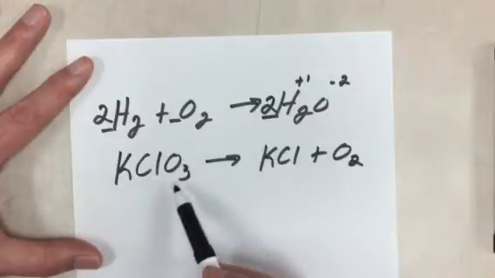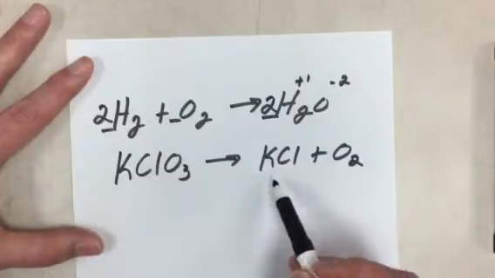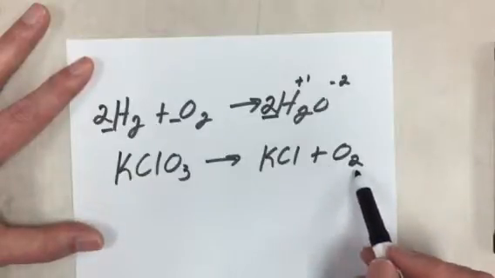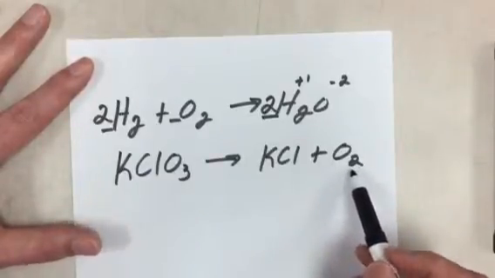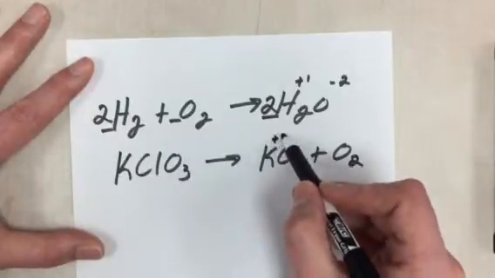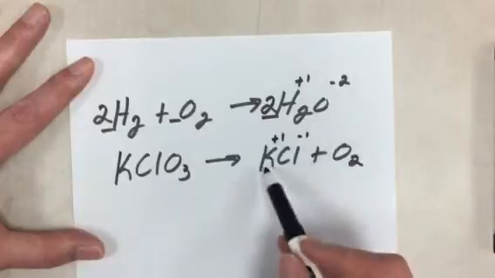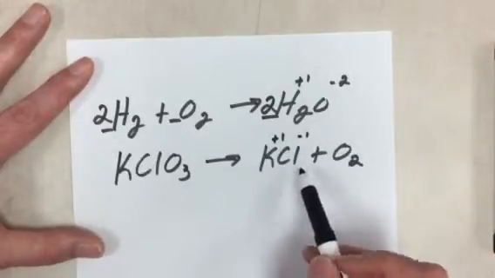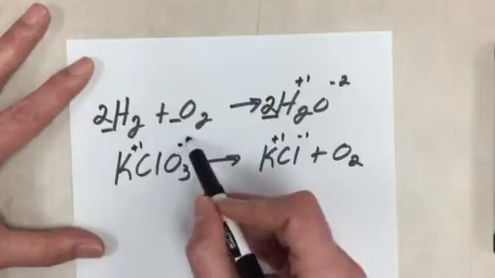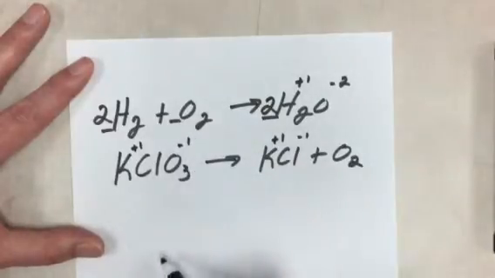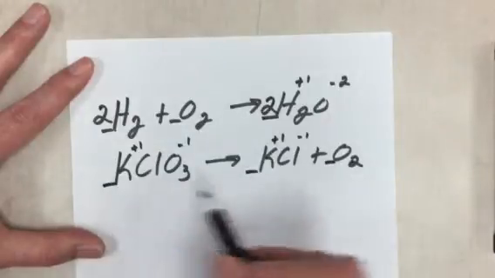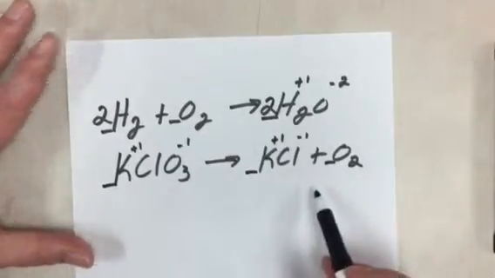Here we have potassium chlorate decomposing to form potassium chloride and oxygen. Once again, oxygen has a 2 written beside it because it's diatomic. The potassium chloride, this is positive 1, this is negative 1, so it's written correctly, KCl. This one is a positive 1, and chlorate is a negative 1, so it's written correctly. Now, once all of our subscripts are written correctly, all we can do is adjust our coefficients.